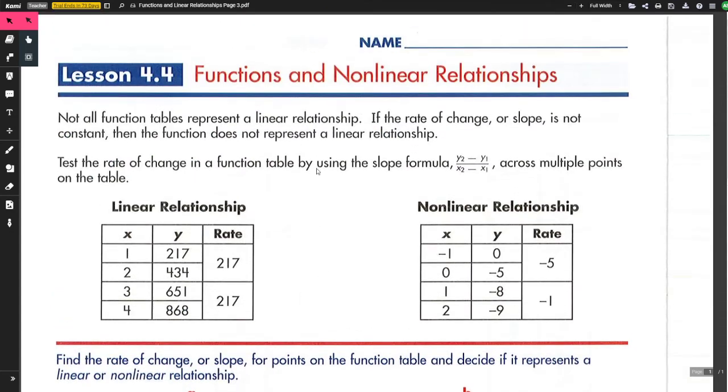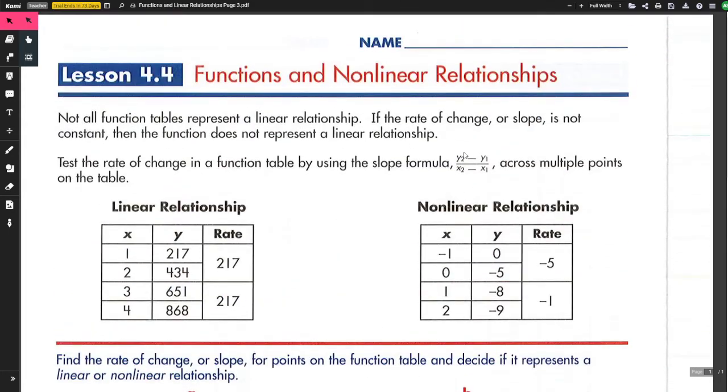This time we're going to be looking at more rate of change, slope formula dealios. So we're going to see if they are a linear function or nonlinear function today. Linear functions are where the rate of change, the slope, is the same between two different points. Nonlinear is where it's different between two different points.